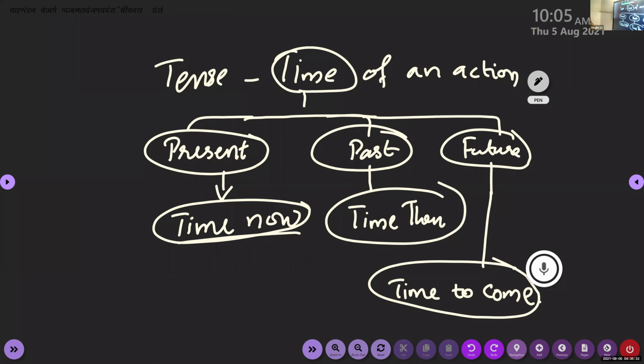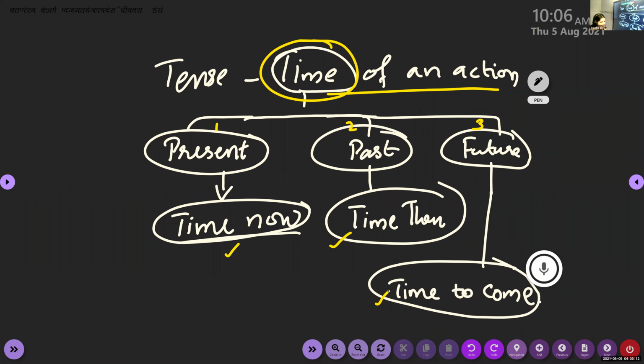I said that the term tense means time, the time of an action. Based on this, we have divided the tense into 3 forms: present tense, past tense, and future tense. If it is present tense, it talks about the time now. If it is past tense, it talks about the time then. If it is future tense, it talks about time to come. This is also familiar. I don't want to drill you about this because you're thorough with it.